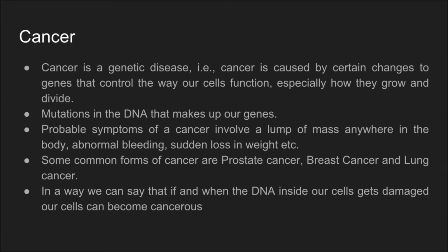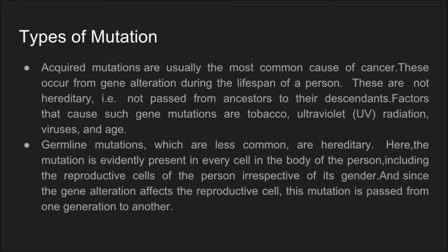In a way, we can say that if and when the DNA inside our cells gets damaged, our cells can become cancerous. There are two types of mutations. Acquired mutations are usually the most common cause of cancer. These occur from gene alteration during the lifespan of a person. These are not hereditary, that is, they are not passed from ancestors to their descendants. Factors that cause such gene mutations are tobacco, ultraviolet radiation, viruses, and age.